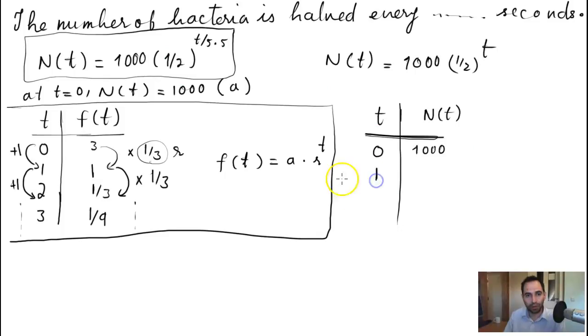If t is equal to 1, what happens is that half is raised to the power 1 divided by 5.5, and then that is multiplied by 1,000. So this becomes basically 1,000 times half raised to the power 1 divided by 5.5. So this is still not half. This is a much smaller number than half, because it's being raised to 1 divided by 5.5. This is basically the 5.5th root of half. So this is still not half.